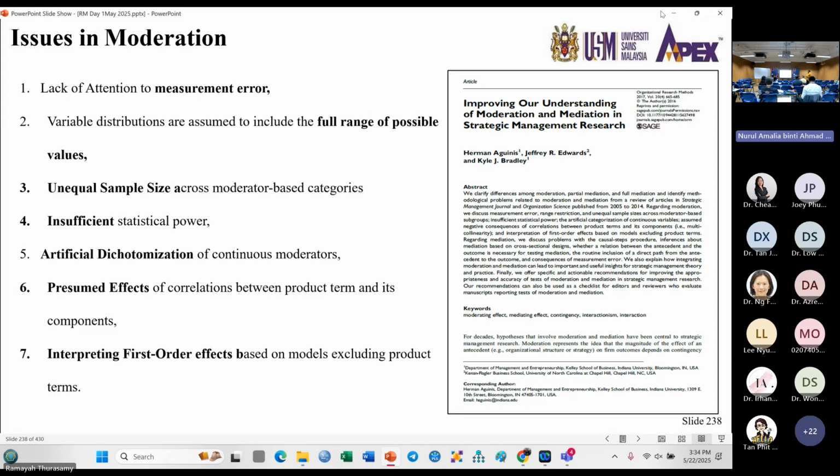Okay, number five is the problem of artificial dichotomization. What is meant by artificial dichotomization is your moderator is continuous, but you categorize them into low and high using the median split. This is actually not recommended. We tried in one of our papers. One of my co-authors from University of Malaya wanted to do multi-group analysis. And then I said, why are you doing this? She said, multi-group analysis looks very chunky.